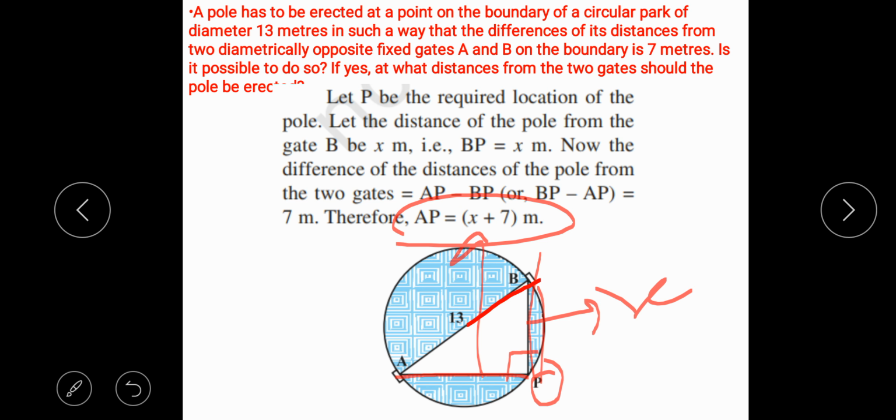As we know, this is a semicircle, and in a semicircle any angle is a right angle. By using this property, this theorem, or this corollary, which you already studied in your 9th standard, this is a right angle triangle. If this is a right angle triangle, now we can use the Pythagoras theorem.